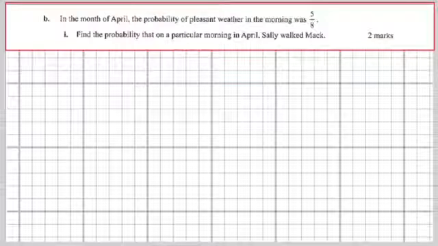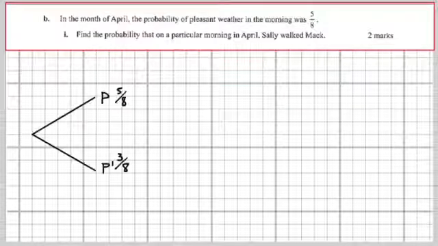In the month of April, the probability of pleasant weather in the morning was 5/8. Alright, now they're telling us what the probability is that it's going to be pleasant weather. Find the probability that on a particular morning in April, Sally walked Mac. Alright, I think we need a tree diagram here. Tree diagram to the rescue.